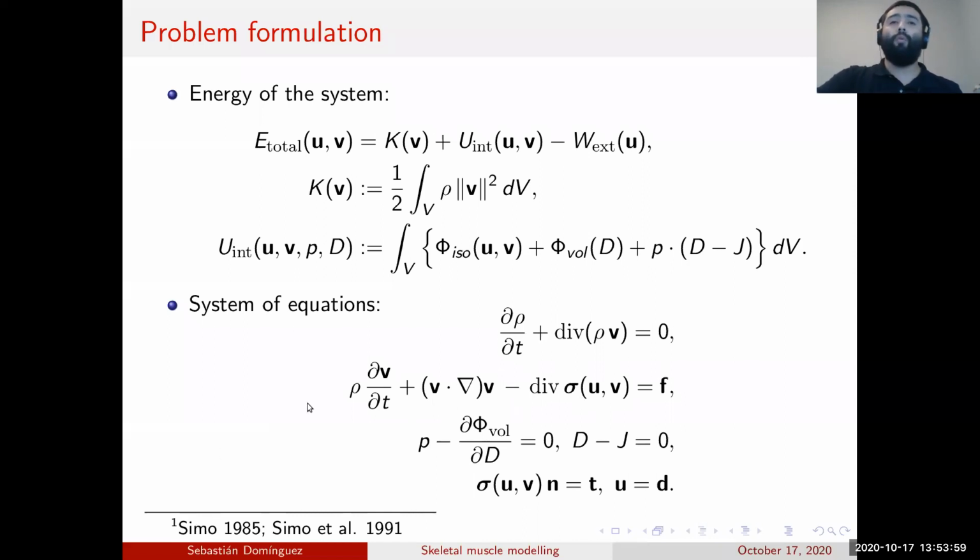Where he proposed to add this P as a Lagrange multiplier, which ends up being the pressure, and also to work with orientations, with fiber-based materials, right? So once you formulate your problem, you end up with these two extra equations. So the pressure is related to a part of the energy, which we call vol, okay?